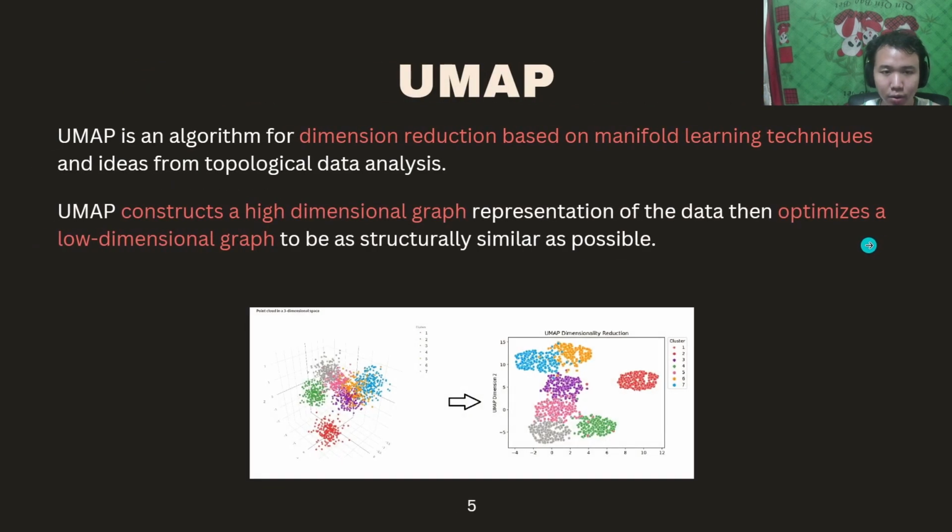Next, we're going to use UMAP for dimension reduction. As we said before, this data has 79 columns. So UMAP works by constructing a high-dimensional graph, and then it tries to cut the dimensions and optimize it in a low-dimensional graph.